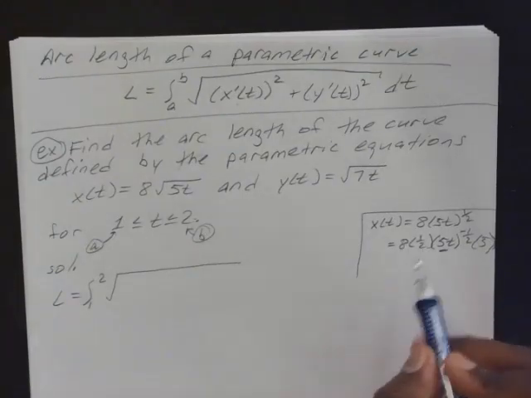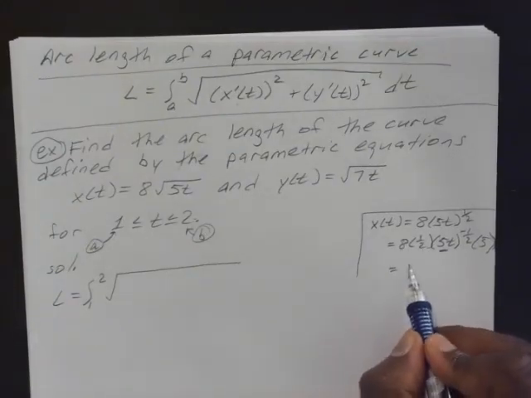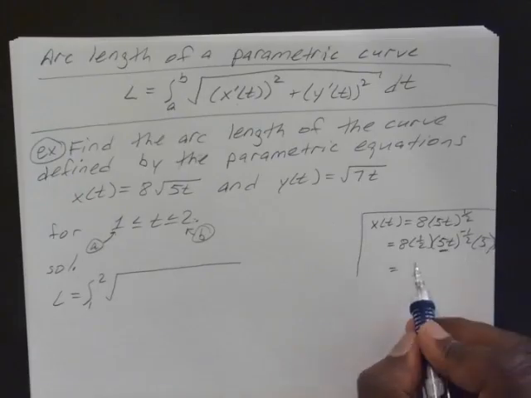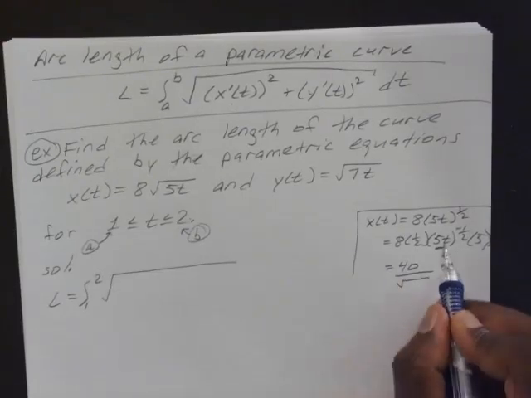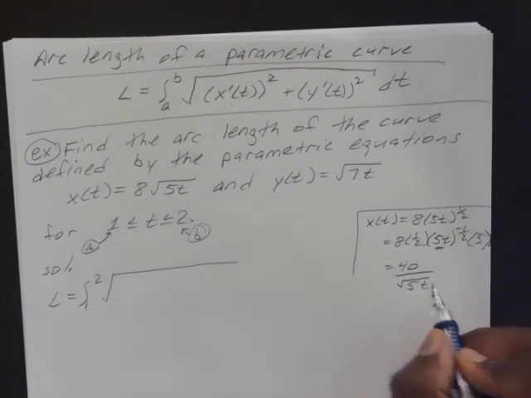Okay, so 8 times 1/2 just gives us 4. And 4 times 5 gives us 40. We have 40 over the square root of 5t.